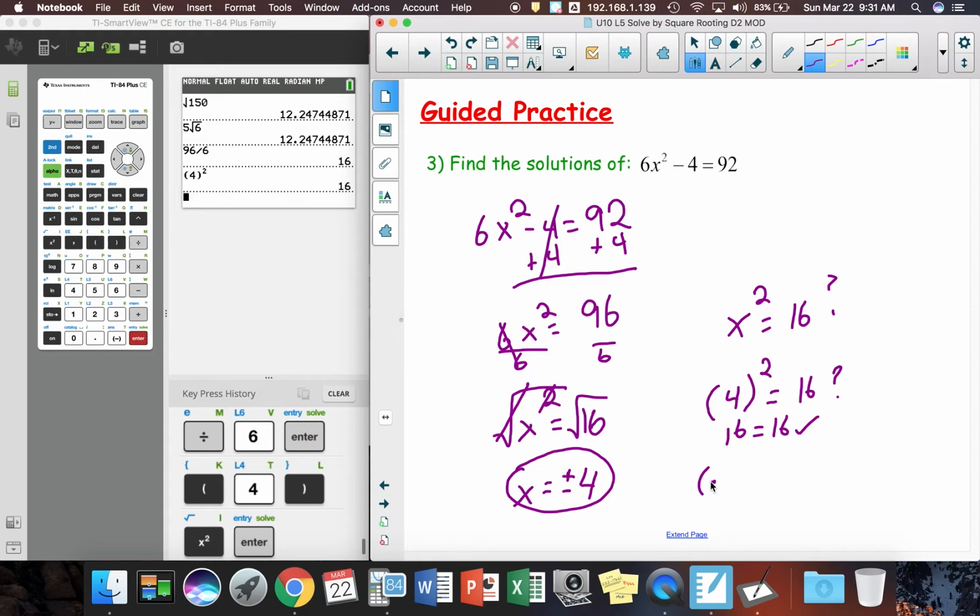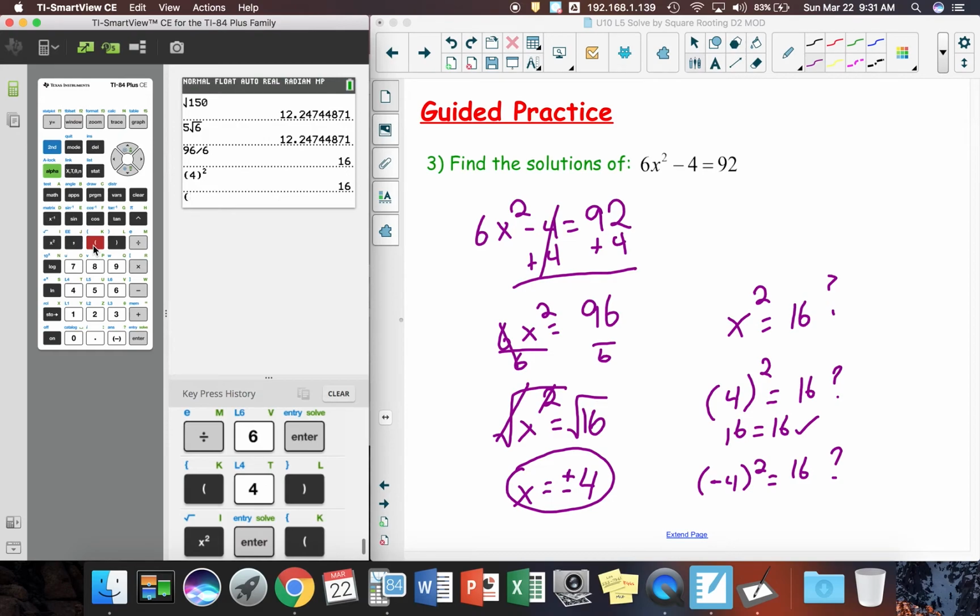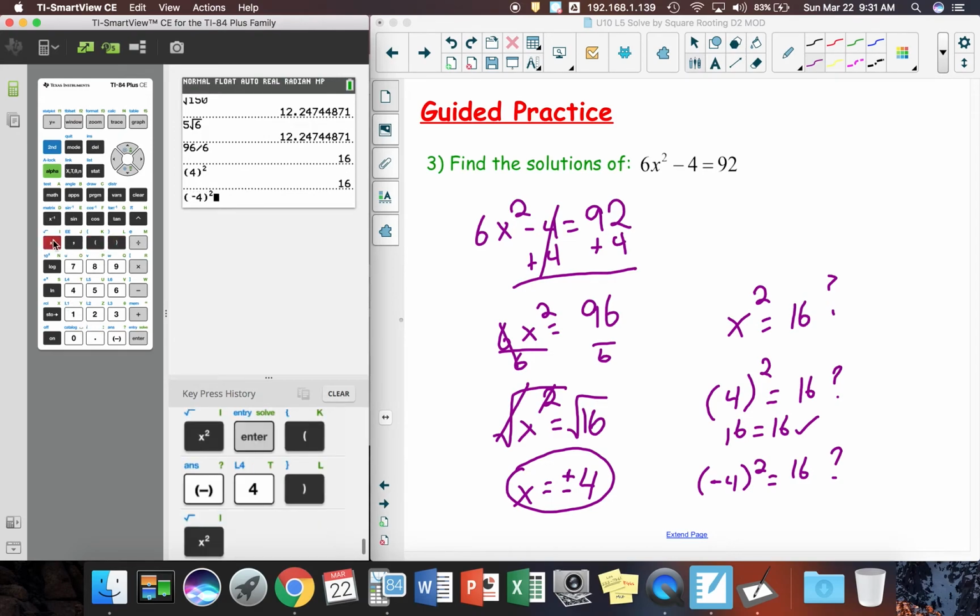Now remember, whenever we plug something in, we need to use those parentheses. So I have -4 squared. Does that give me 16? Does that work? So in my calculator, I have parentheses, -4 squared. And would you look at that? We also get 16. So this equation here, x squared equals 16, has 2 solutions.